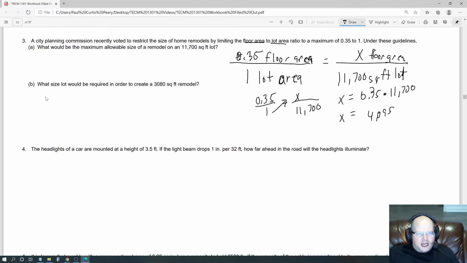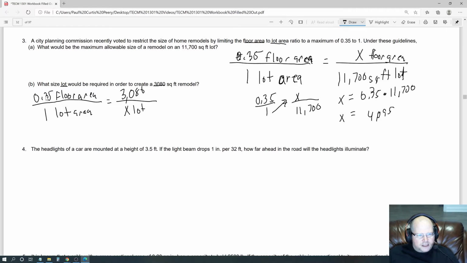Okay, so we still have the 0.35 floor area, and again, I'm over-labeling everything just to try to make it as clear as possible what's happening. And that's over the lot area. And in this case, we have a 3,080 square foot remodel. So that goes in the floor area. And they're saying, what would the lot size be? Well, I say, what size of lot? So this is the one we don't know.